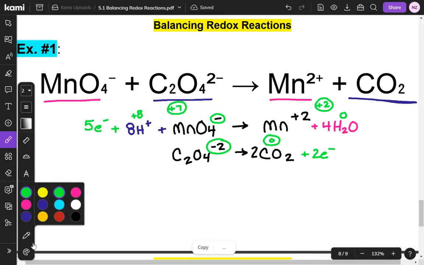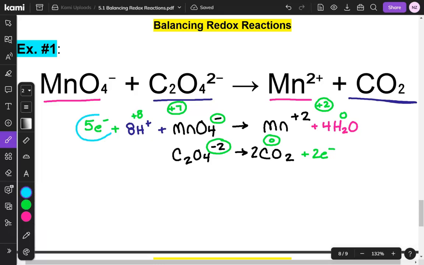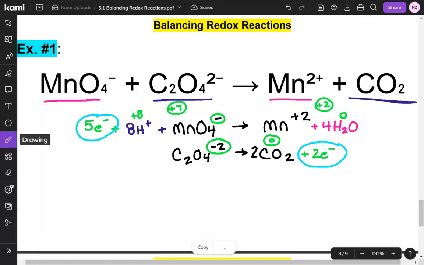Now, as I've mentioned several times, you want to make sure the electrons are the same number in both reactions because we want them to cancel out. You should not have electrons in your final reaction. My first reaction has 5. My second reaction has 2. You can multiply the entire reaction by a number. It will multiply every species in that reaction by that number.